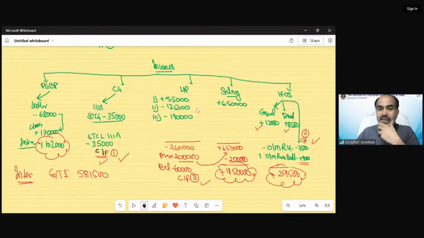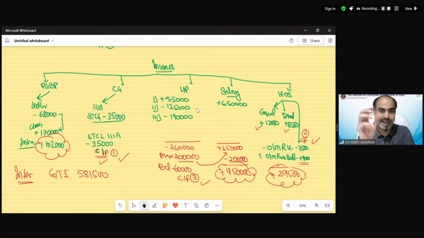Tanu is saying, sir, can we follow this method in the exam? Yes, you can, but you have to write down the solution also, that we have set off loss like this. So this is just a chart to make you understand. You can use it, but you have to write down the provision also, like the way it has been solved in the question.